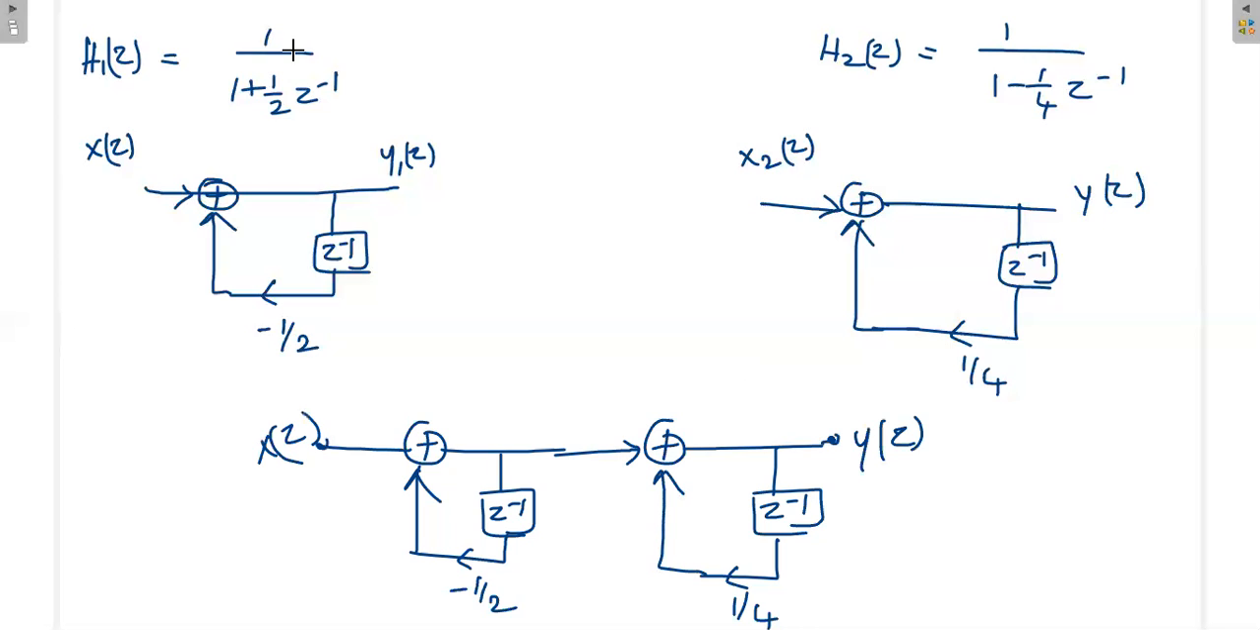If you are not comfortable with this, you can apply the direct form one structure separately here as well, then you'll get this same diagram, and then you can combine them together. Next one, parallel form structure.